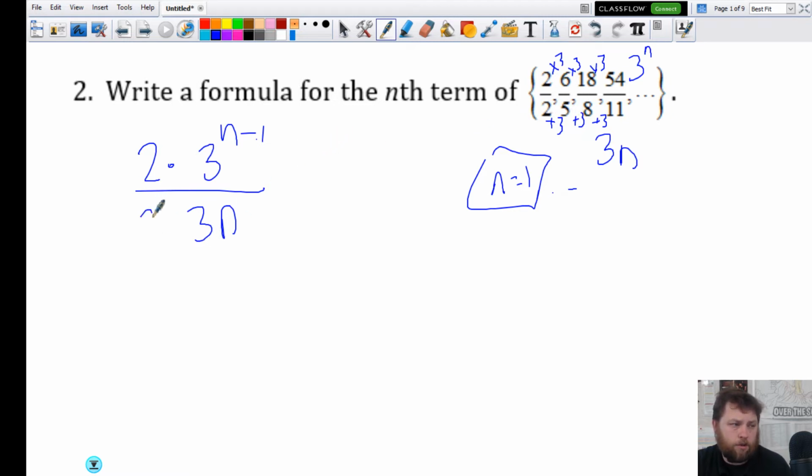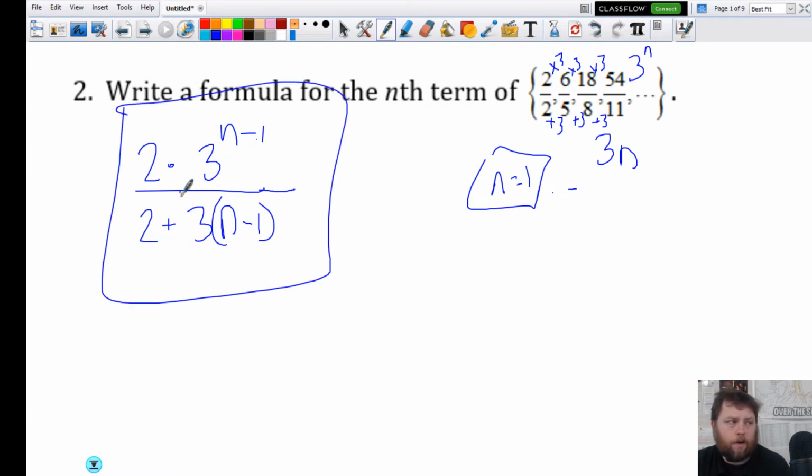On the bottom, 3 times n, again, doesn't work. I have to start with a 2. So I would actually go 2 plus 3n. It's not n, it's n times 1, like this. So if you had started with 1, this would 0 out and start at 2, and then you're adding 3 every time. So that's one way to write it. It's not going to be a big part of the AP test. It would be multiple choice, if anything.